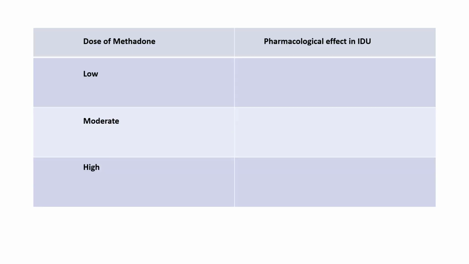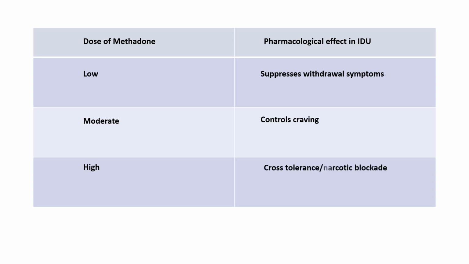We need to know what are the effects of methadone at low, moderate, and high doses. At low doses, methadone helps to get rid of the withdrawal symptoms that patients suffer from. At moderate doses, it helps to get rid of the craving for opioids, and at high doses, it produces an effect known as cross tolerance or narcotic blockade.